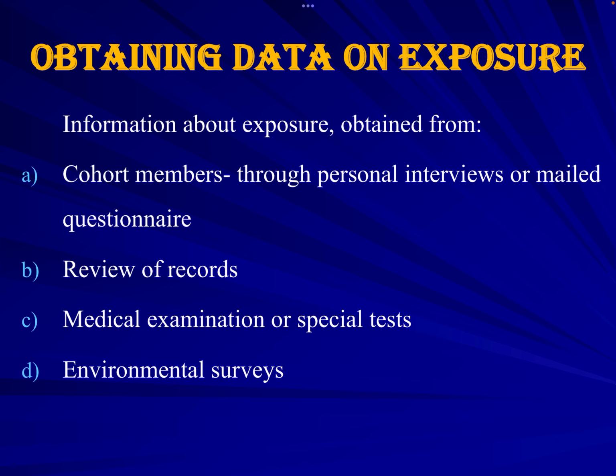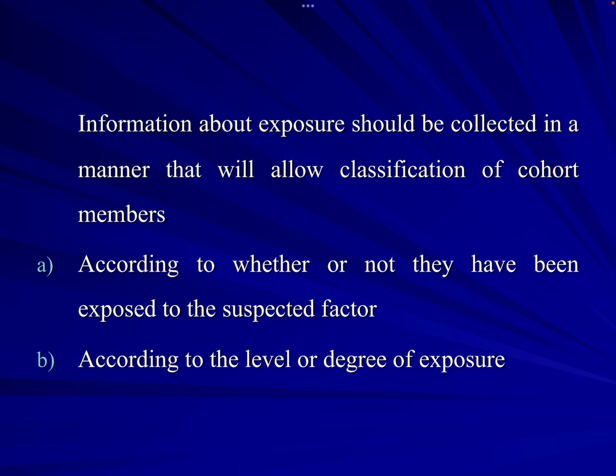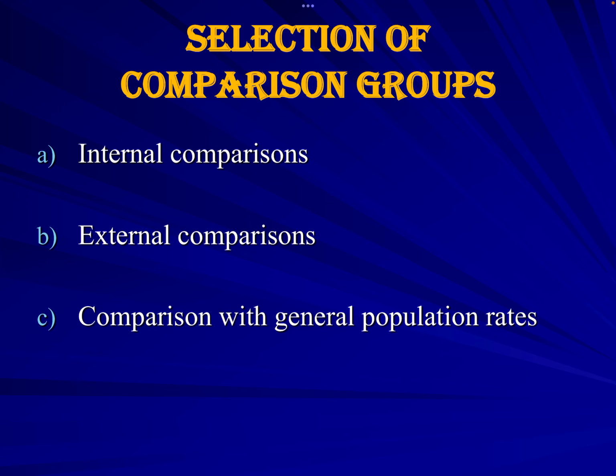Next is obtaining data on exposure. Information about exposure is obtained either from cohort members through personal interviews or mailed questionnaire, or through the review of records, or from medical examination or special test, or through environmental surveys. Information about exposure should be collected in a manner that it will follow the classification of cohort members according to whether or not they have been exposed to the suspected factor and according to the level or degree of exposure.